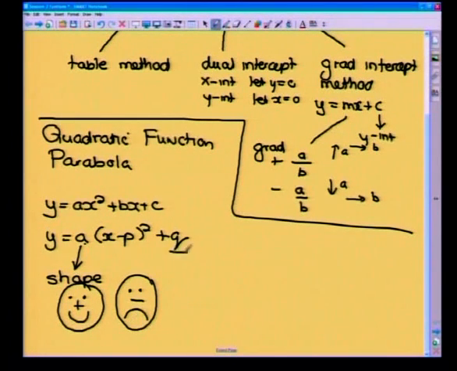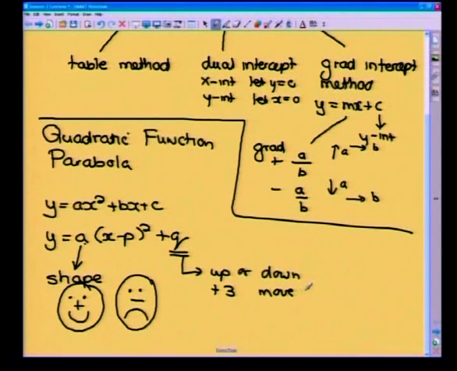Right, so what does the q do? The q moves the graph up or down. Interestingly enough, it moves in the same direction as its sign. So if this said plus 3, it would mean move up 3 units. And if it said minus 4, it would mean move down 4 units.